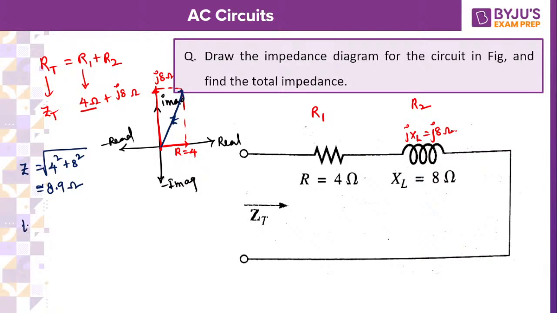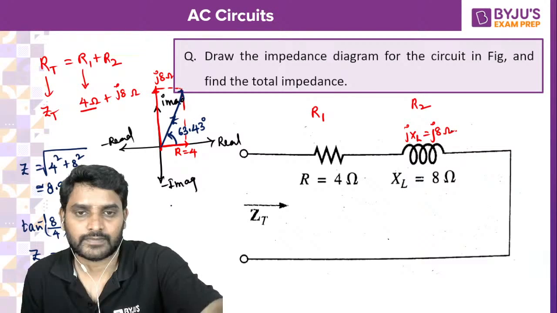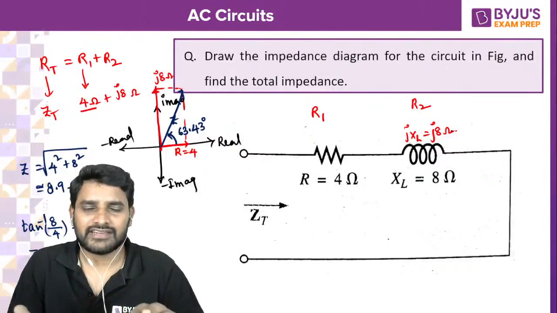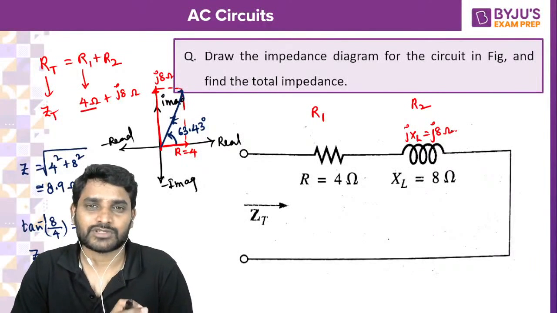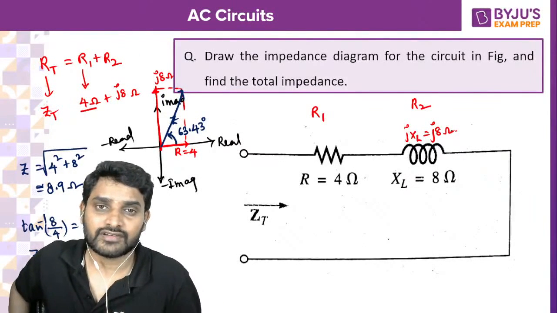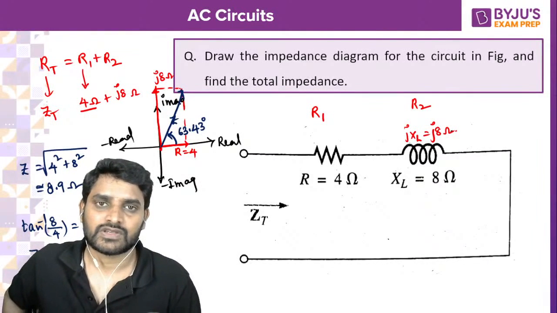What is the angle? Tan inverse of imaginary by real. So tan inverse of 2. You are going to get around 63.43. So I can write Z as a magnitude of around 8.9 at an angle of 63.43. From the real axis, you are going to have 63.43 degrees. This is how you have to represent it. Calculation is fine. Very rarely will they ask you the phasor diagrams, but it will be useful whenever you are calculating problems, so you will not get confused.